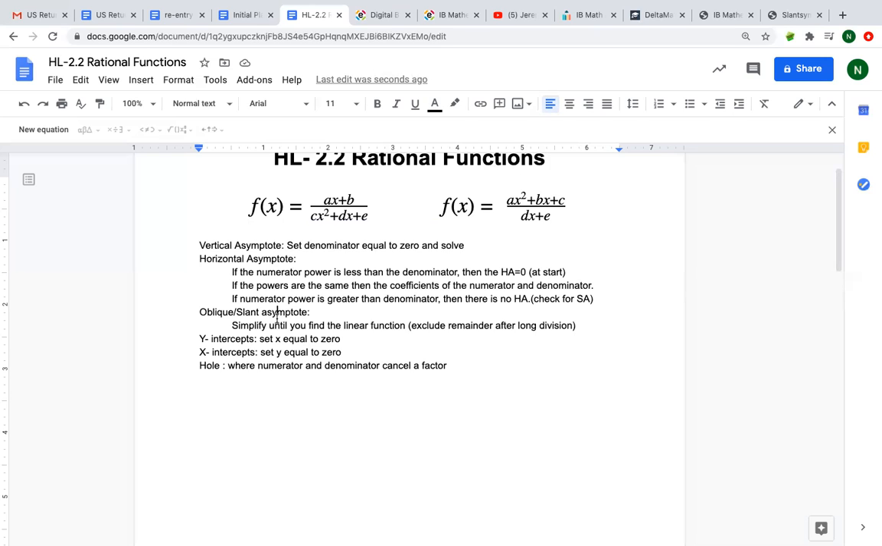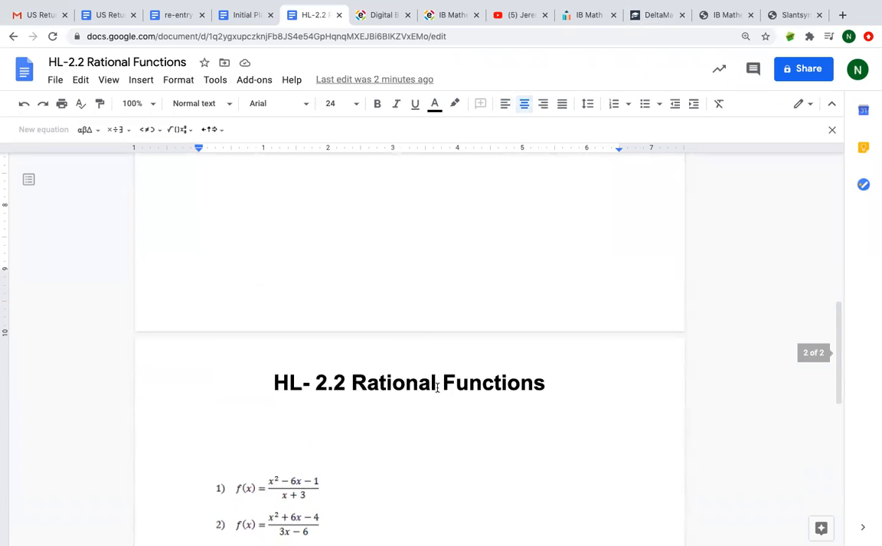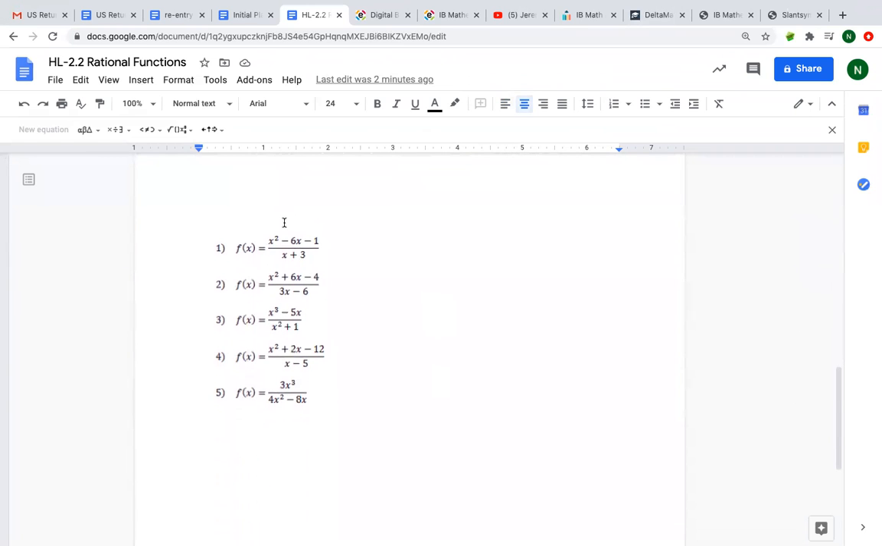The other important parts on a graph when you're sketching rational functions are the y-intercepts, which is no different, you set x equal to 0. The x-intercepts, which is no different, you set y equal to 0. And the holes. You might remember holes from the discontinuities portion of calculus last year. This is where the numerator and the denominator cancel a factor. So if I factor this denominator and it happens to cancel out the numerator, then that means there is a hole at that equation.